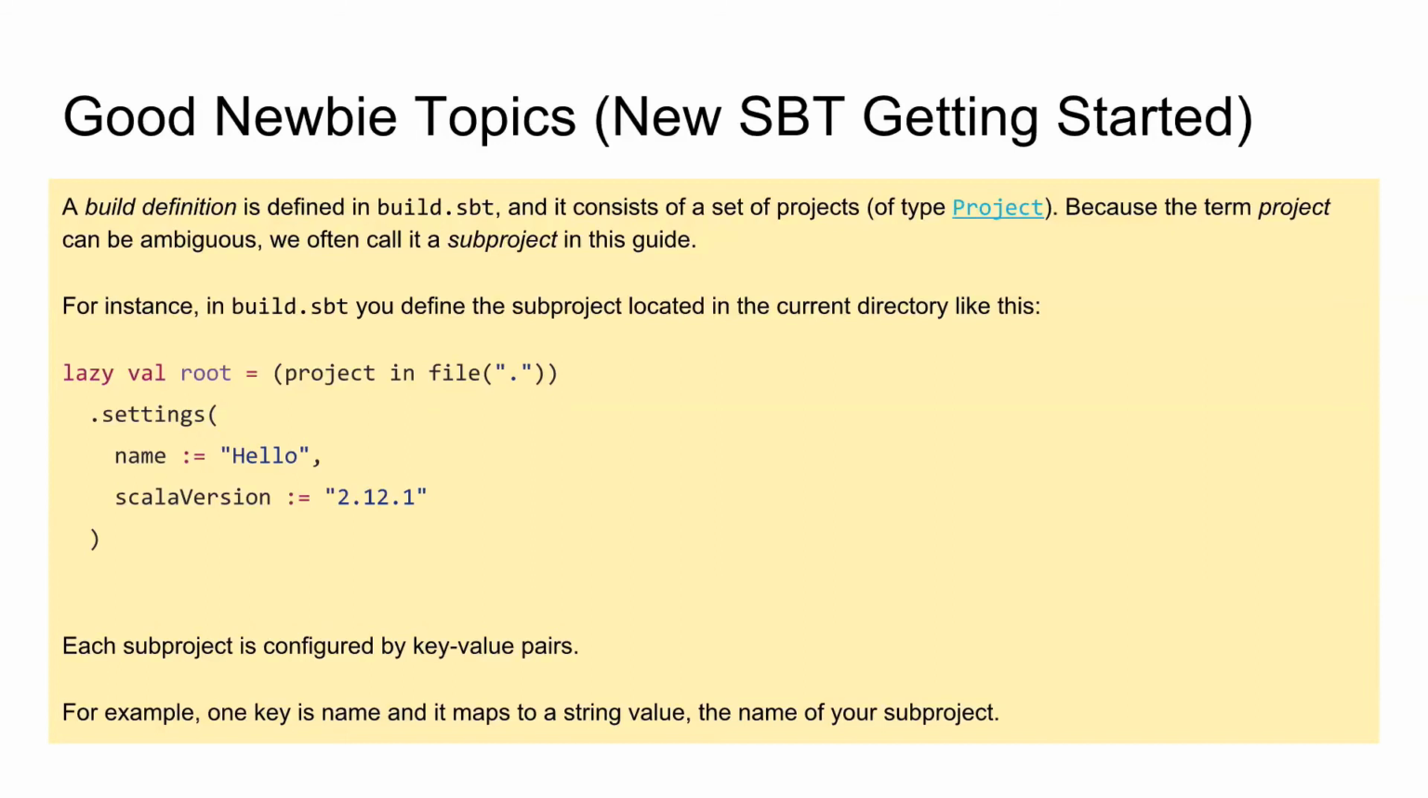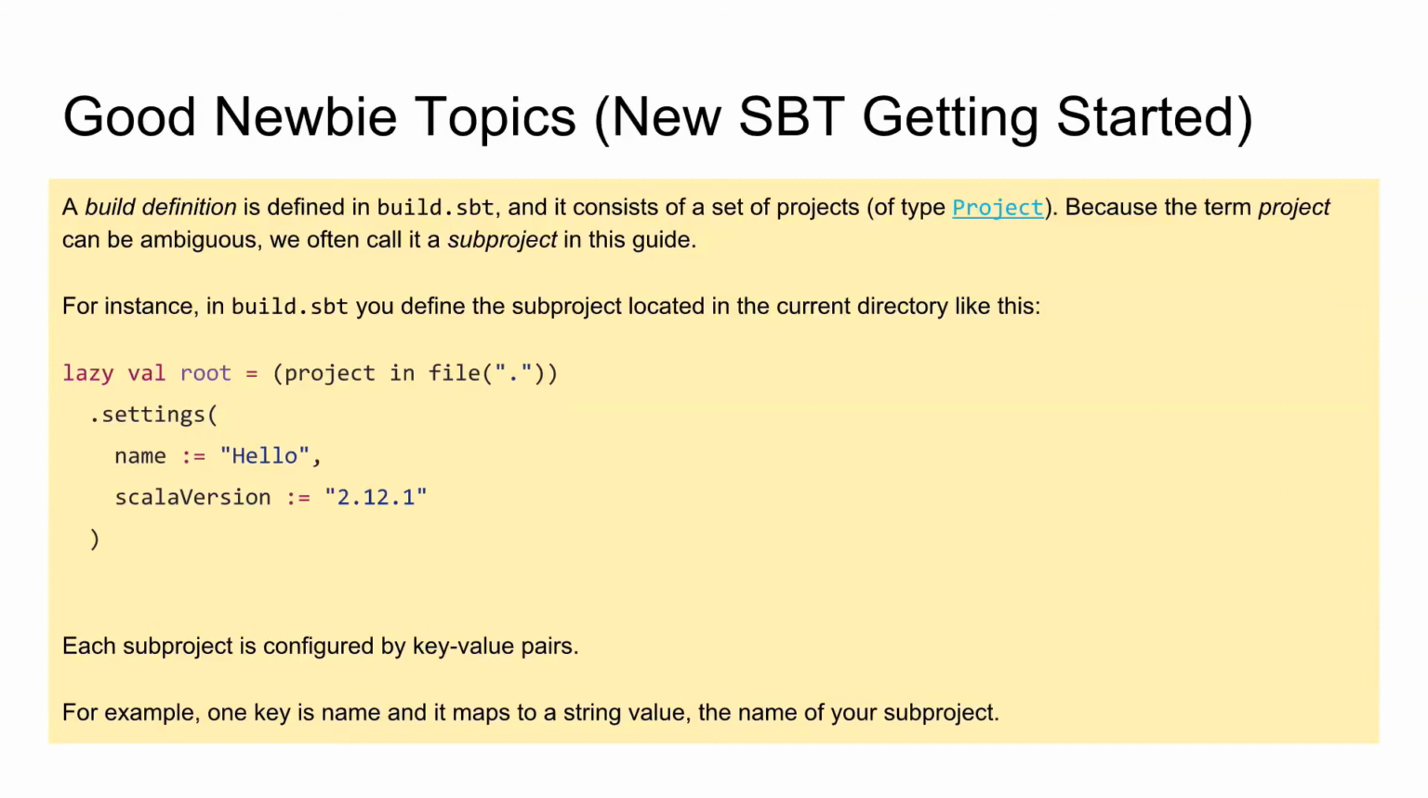Projects are often called subprojects in build.sbt, which is located in your current directory. Another very important point if you're a newbie. It looks something like this. The subproject has key value pairs, and the key is a name. In this case, one key is name, and the string value is the thing that gets bound to the name. So no explanation about how it works.